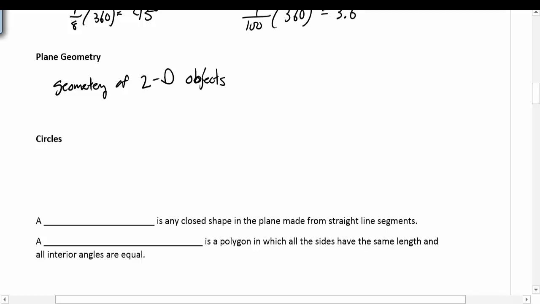All right, starting with a circle. So in a circle we have a center. From the center to one of the sides, we call it a radius. And if we go all the way across the circle, we call that a diameter.